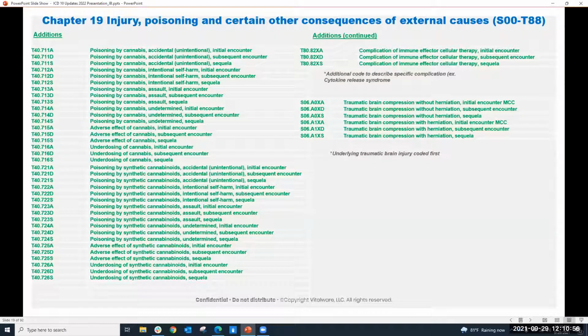I just wanted to make an additional note here that an additional code to describe the specific complication should be assigned as well. Right under there, you have your traumatic brain compression codes, and you always want to make sure to assign that underlying traumatic brain injury first.